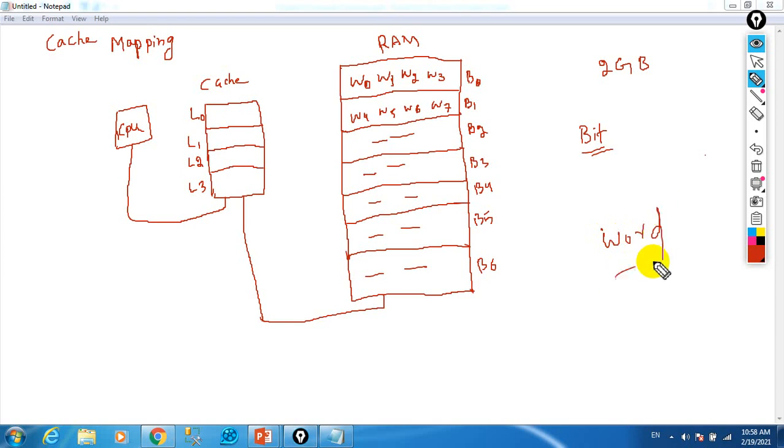Mapping means transferring or copying a block of main memory to cache and then referencing that cache line by the CPU. So this is called mapping, or cache mapping.